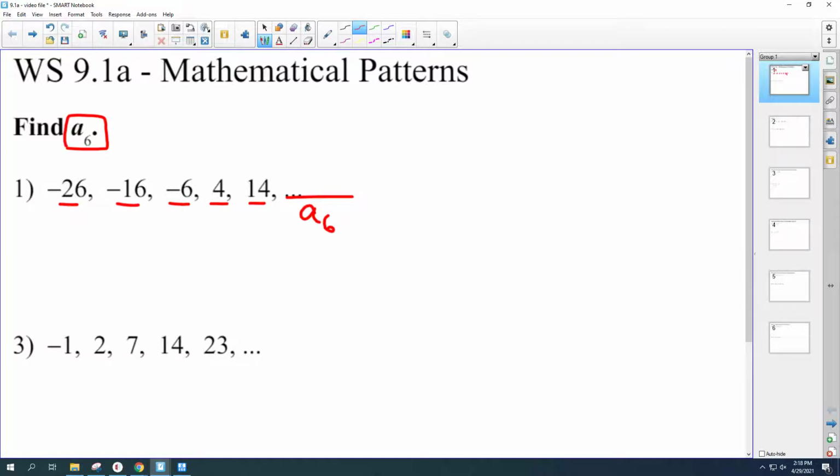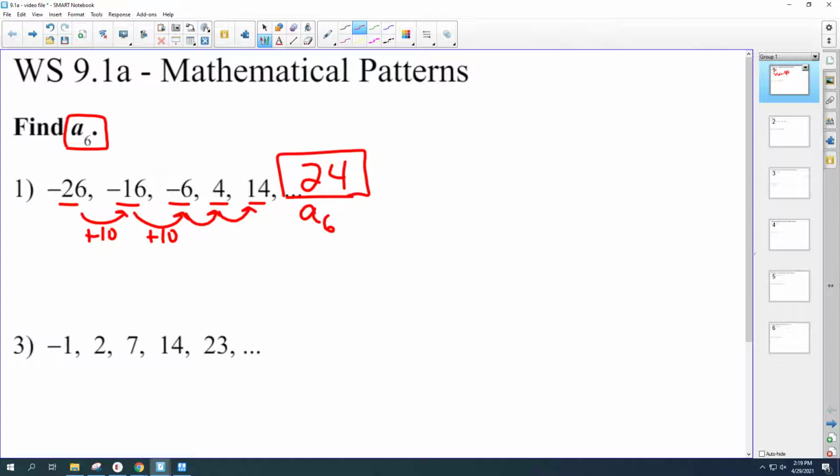And you look and you want to try to see how to get from one number to the next. And in this case, it looks like they're adding 10. And you want to double check and make sure that it's doing the same thing. Add 10, add 10, add 10, add 10. Yeah, sure. So as long as we add 10, we should be able to get the next number. A6 is equal to 24.